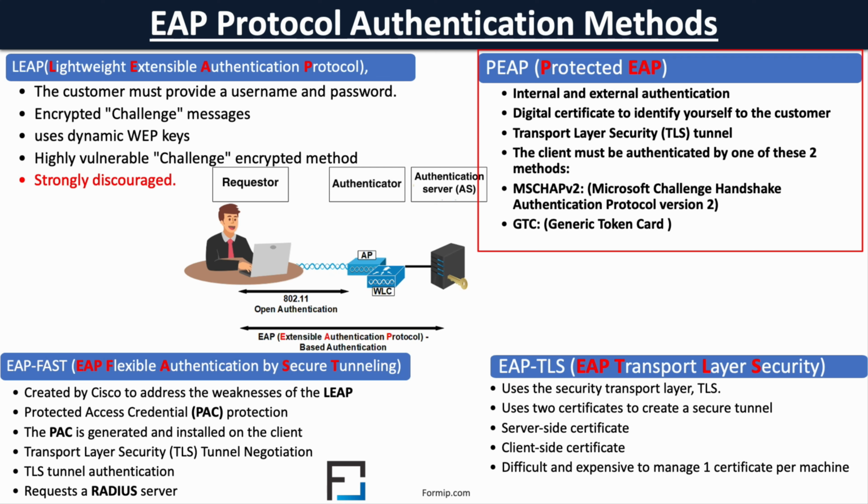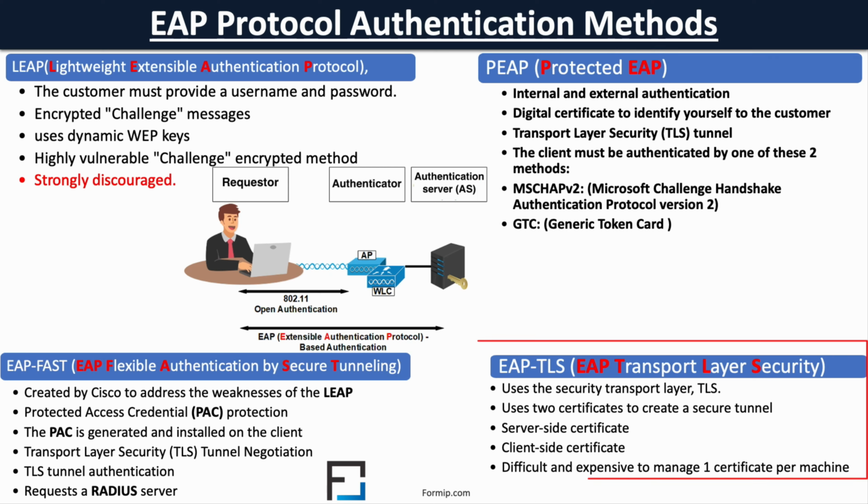It must be authenticated in the TLS tunnel using one of 2 methods. A PEAP method in the Microsoft version, MSCHAPv2, Microsoft Challenge Handshake Authentication Protocol version 2, and the GTC, Generic Token Card, method, which is simply a Cisco version.